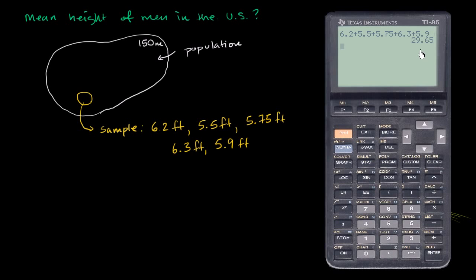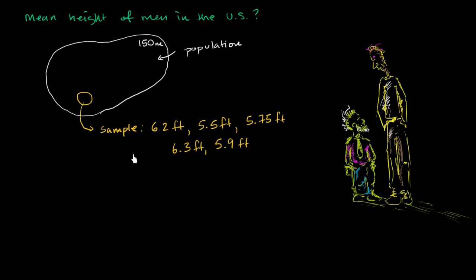The sum is 29.65, and then we want to divide by the number of data points we have. So we have 5 data points. Let's divide 29.65 by 5, and we get 5.93 feet. So here our sample mean, and I'm going to denote it with an X with a bar over it, is, and I already forgot the number, 5.93 feet. This is our sample mean, or if we want to make it clear, sample arithmetic mean.